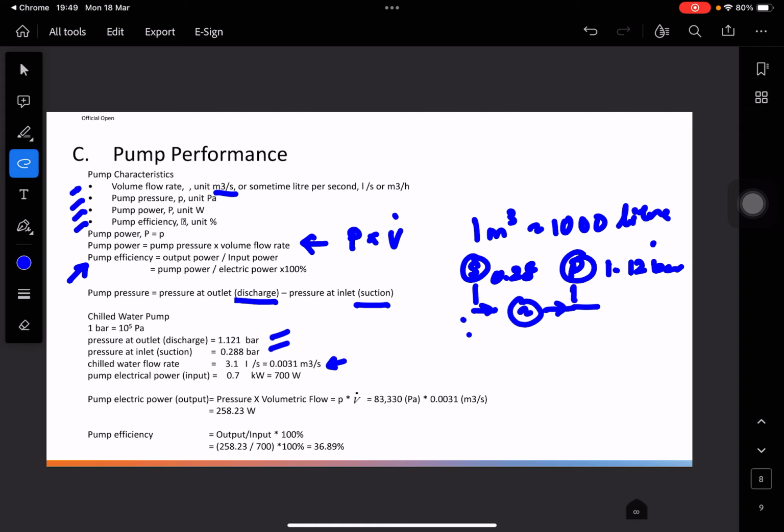Electrical power is calculated, and then finally your electrical output will be your pressure times your volumetric flow rate. How you get this pressure is your discharge pressure minus your input pressure. Okay, then finally you will get your pump electrical output power. So from the pump efficiency, basically you have your pump output electrical power divided by what? Your electrical input, which is the 700 watt, which will then give you approximately about 37% of efficiency.